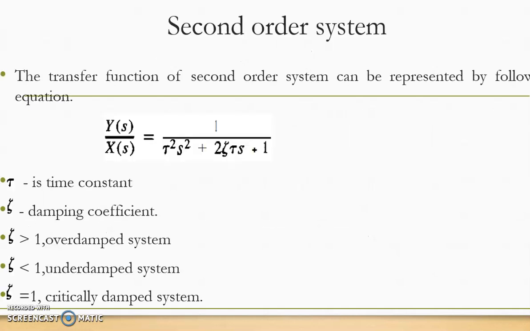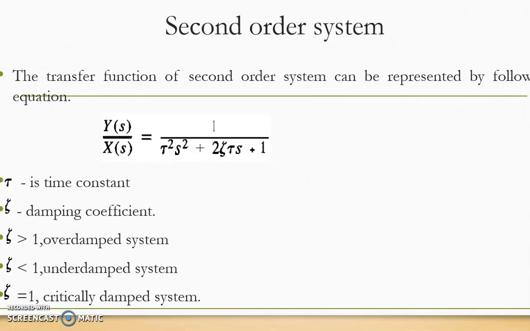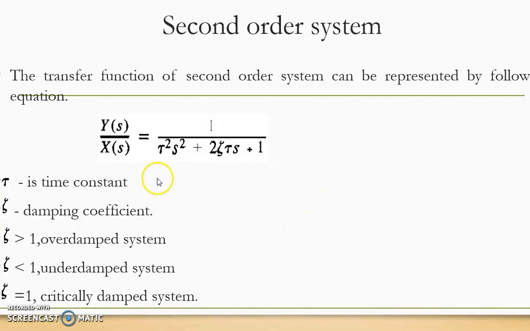The transfer function of the second order system can be shown by the following equation: Y(s) upon X(s) is equal to 1 by tau square s square plus 2 zeta tau s plus 1. Tau is the time constant, zeta is the damping coefficient. When zeta is greater than 1, the system is overdamped. When zeta is less than 1, it is underdamped. And when zeta is equal to 1, the system is critically damped.